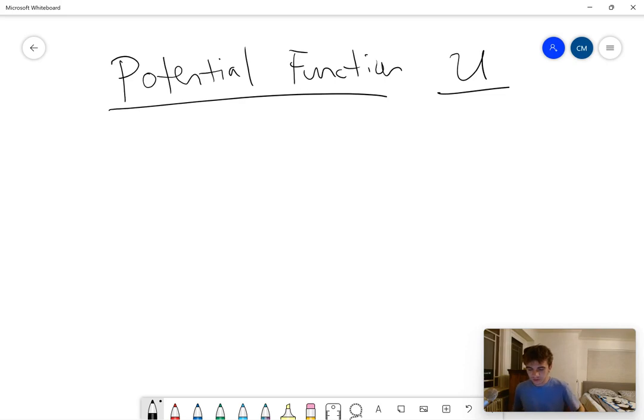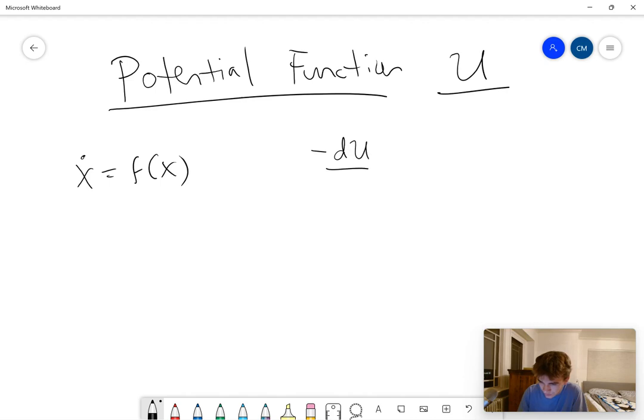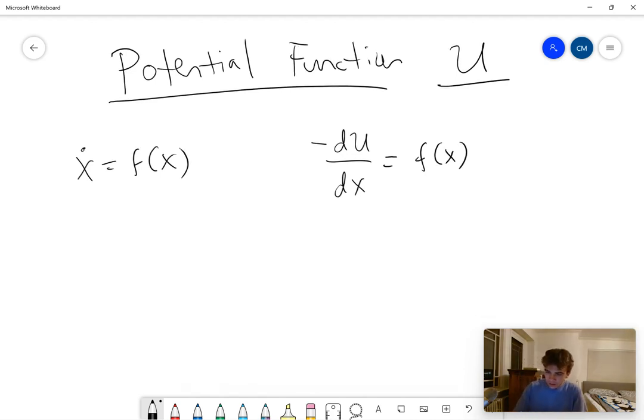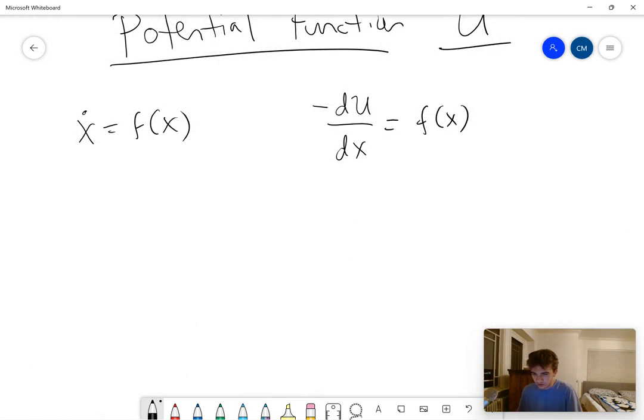Okay, so let's just talk quickly about the potential function, concluding this chapter. So we have our differential equation, and now I'm going to define the potential function to be a function such that the negative of its derivative is equal to f of x. Okay. And I think one of the best ways to illustrate the potential function is just to dive right into the example that we discussed earlier, when f of x is equal to x minus x cubed.